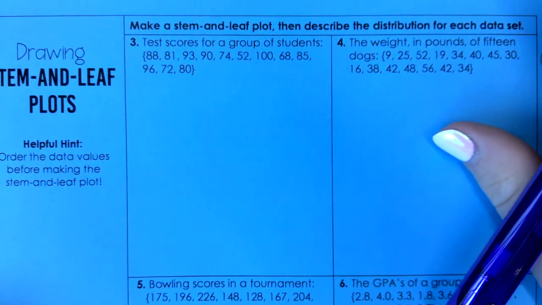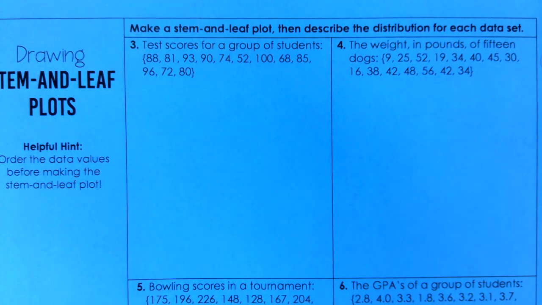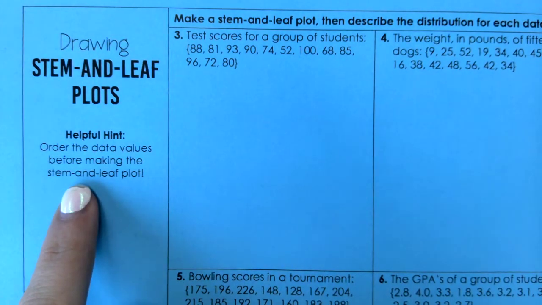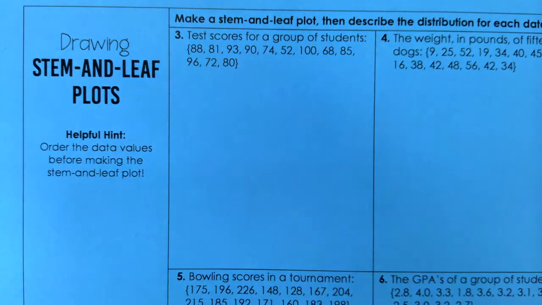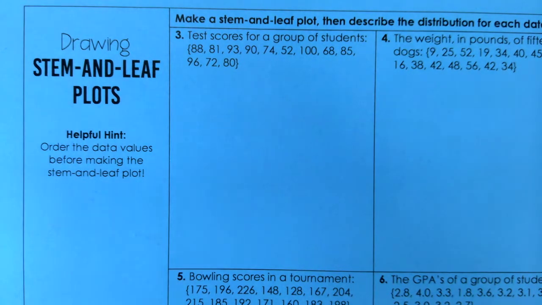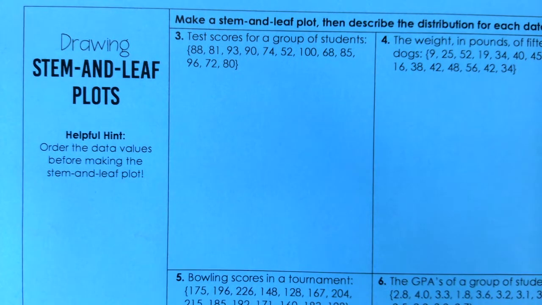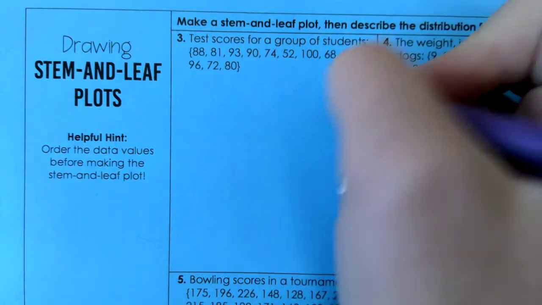And now we're going to be drawing and making our own stem and leaf plots and describing the distribution of their data. So it says helpful hint, order the data values before making your stem and leaf plot. This is very helpful in the fact that you see what's your lowest number and what's your highest number, and you don't have to go back and guess and check things. So that's what I'm going to do on my first. So I am going to order my numbers from least to greatest.